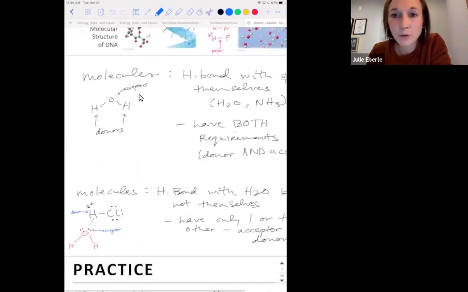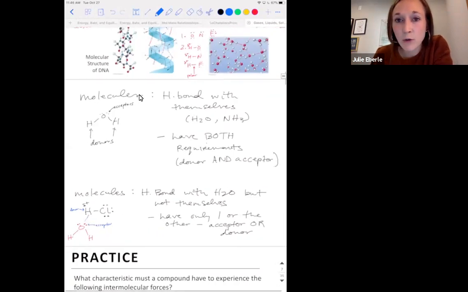So these are just some examples. You could think of many more, but I just wanted to differentiate these two. You have molecules that can hydrogen bond with themselves in pure form, but they have to have both requirements, a donor and acceptor. If you have one or the other, then you can hydrogen bond, just not with yourself. You could hydrogen bond with water. Any questions there?